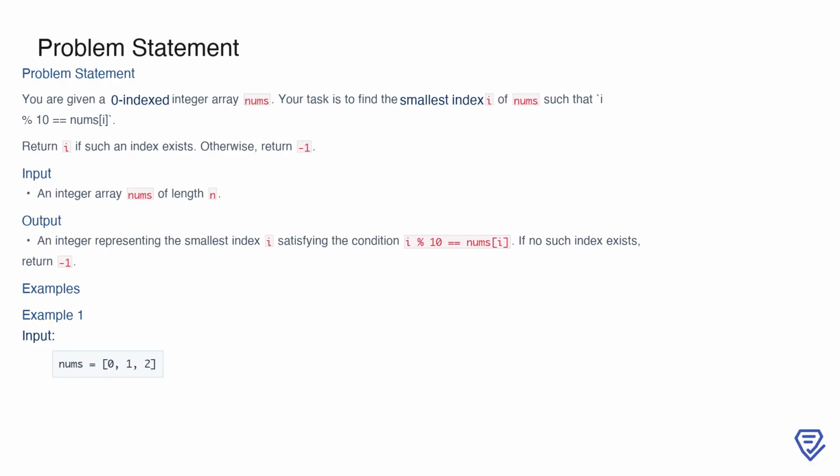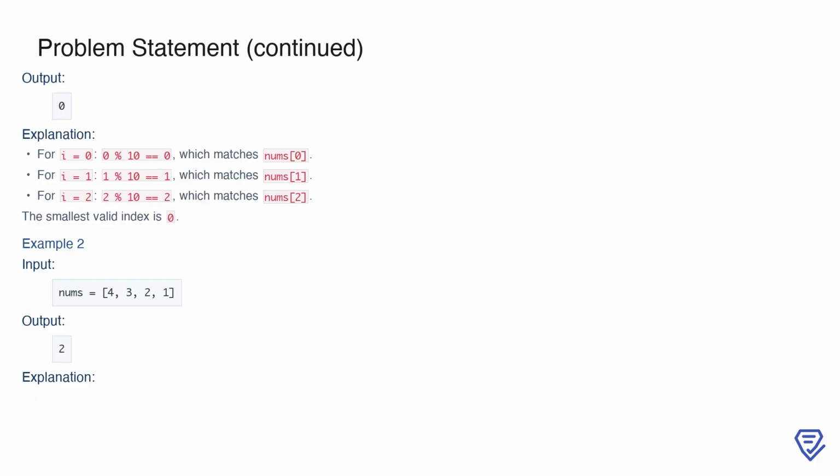The input to this problem is the array nums, which has a length n. The output should be a single integer representing the smallest index that satisfies the condition, or -1 if no valid index is found. Let's look at the first example to better understand the problem.